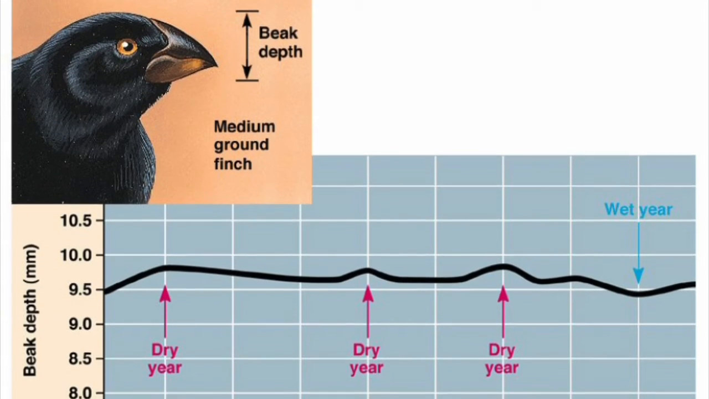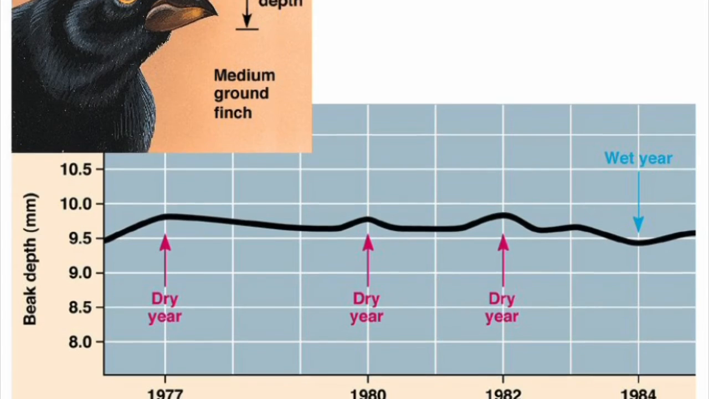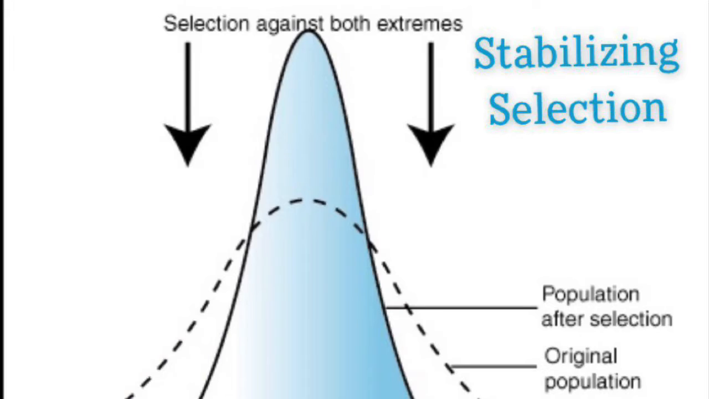One example of this is that during the drought, only Galapagos finches with deeper beaks survived, as there were no small seeds available. Stabilizing selection selects against extremes and favors the intermediate value of a trait. This reduces genetic variability, but keeps the average value of the trait the same.